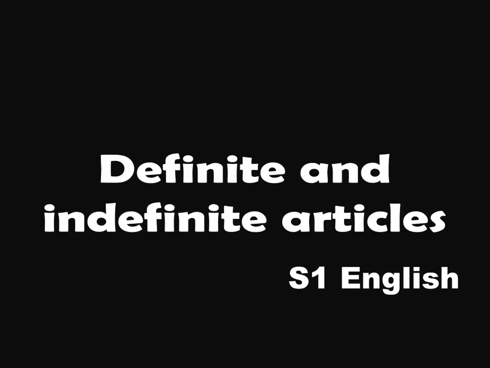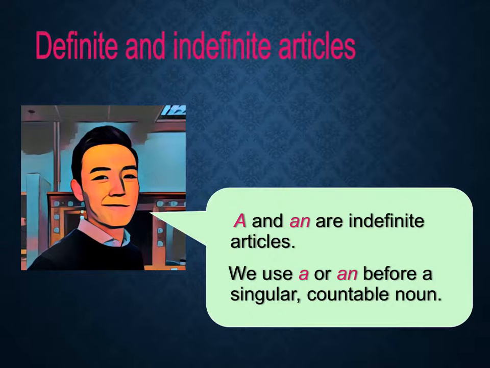Today we are going to talk about definite and indefinite articles. So what are definite and indefinite articles? Okay, well, a and an are indefinite articles, very easy. We'll use a or an before a singular countable noun. Singular countable noun, what are they?